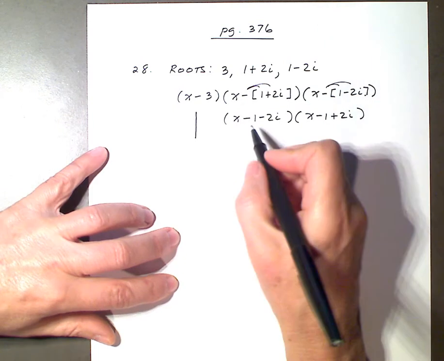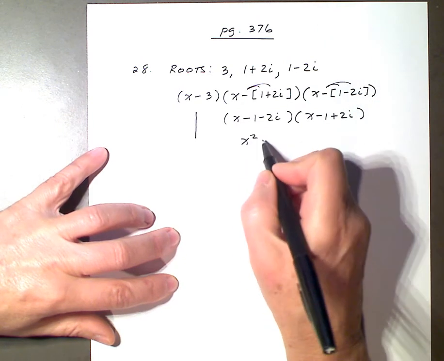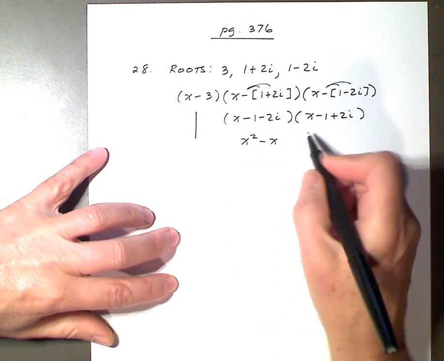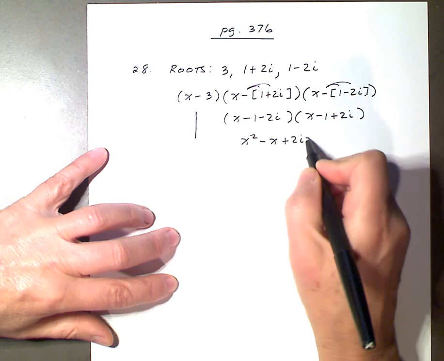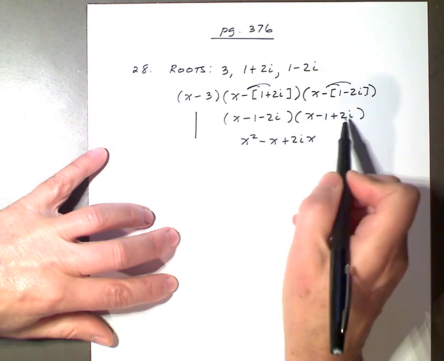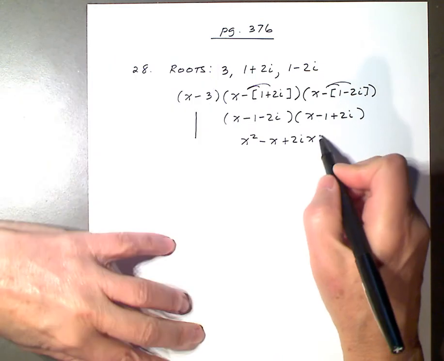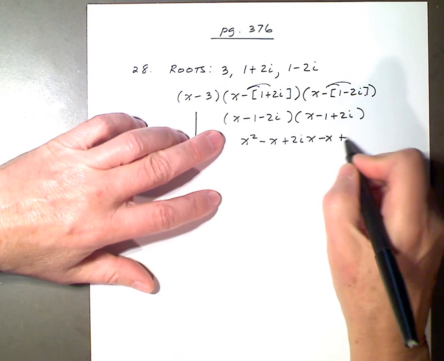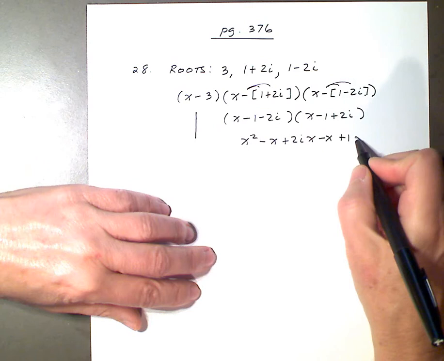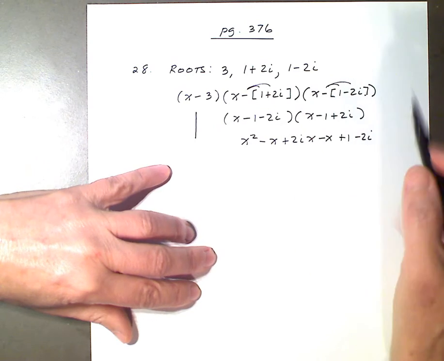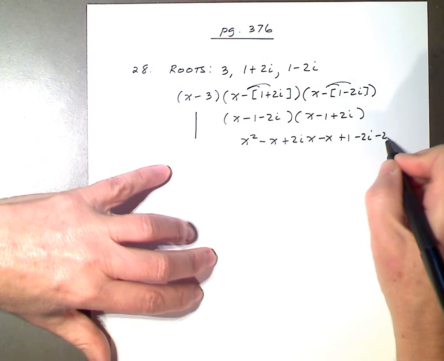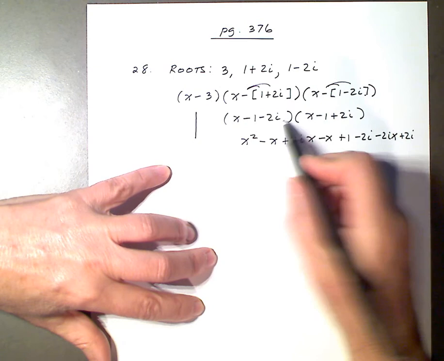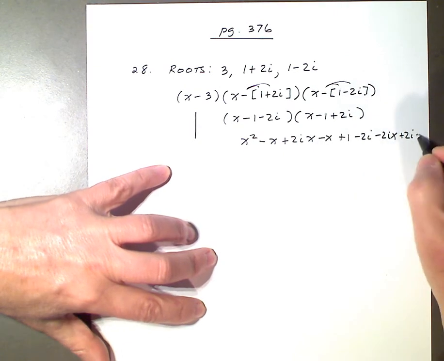So anyway, in multiplying this together, I get x squared minus x plus 2ix. And now I'm going to take the negative 1 and multiply it by every term. Minus x plus 1. Negative 1 times 2i is minus 2i. And then I'm going to multiply this 2i by every term. So our negative 2ix plus 2i. And then negative 2i times 2i is negative 4i squared.